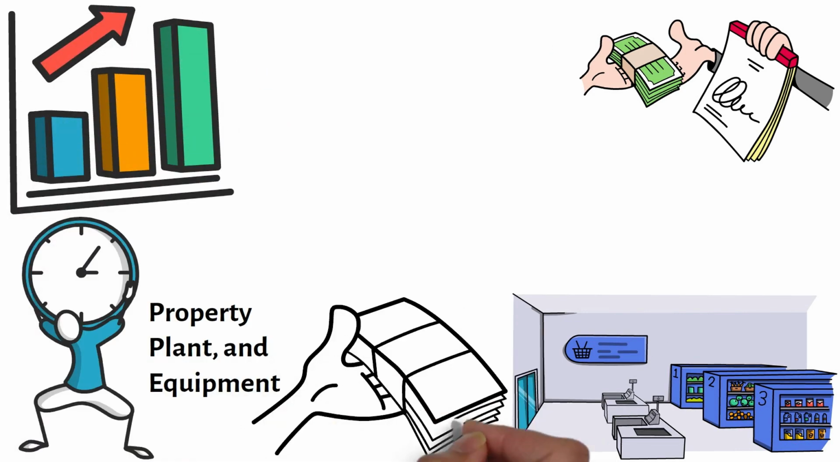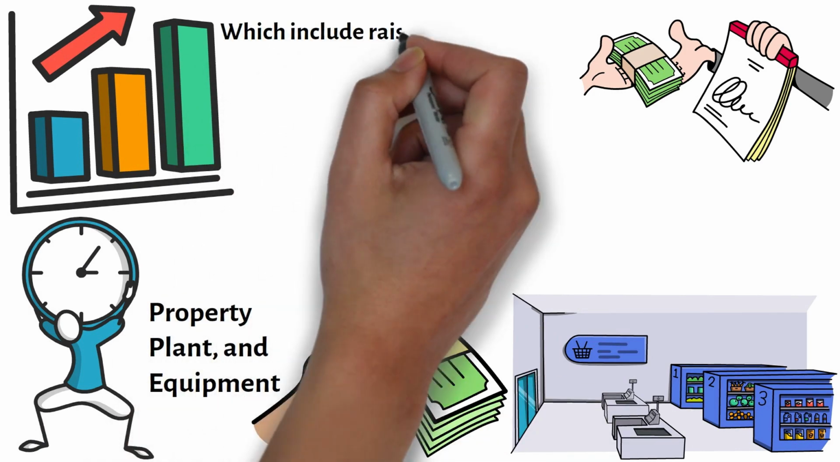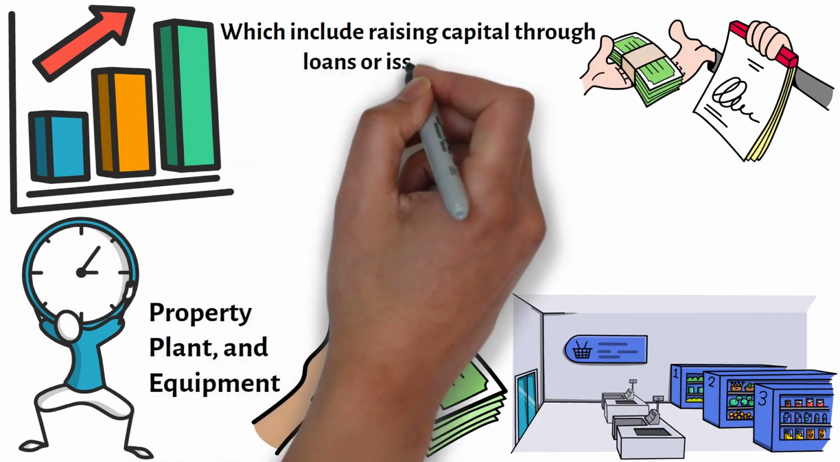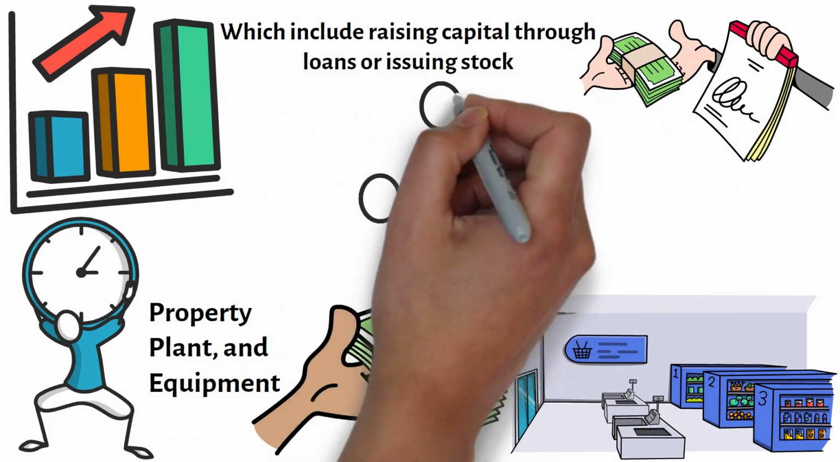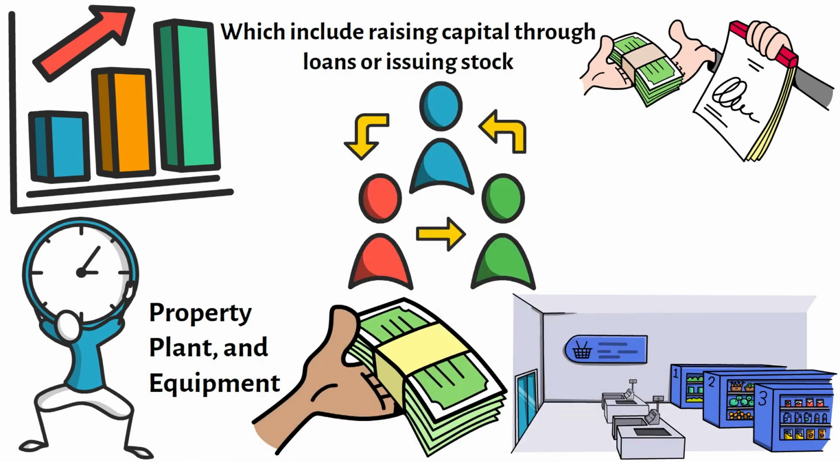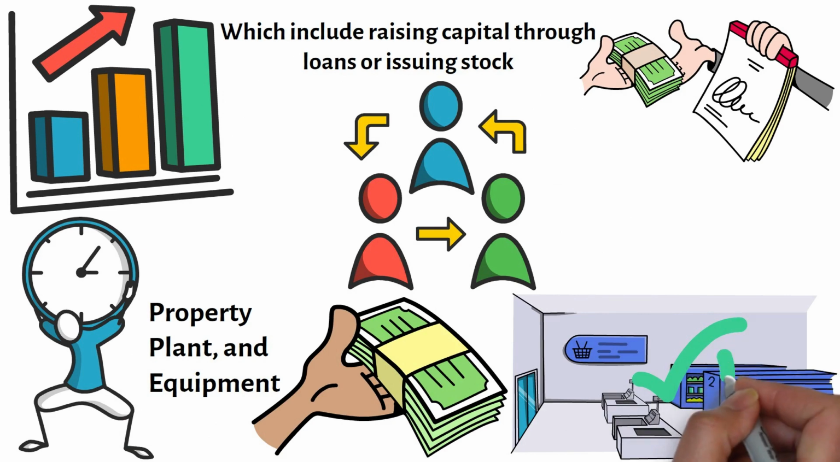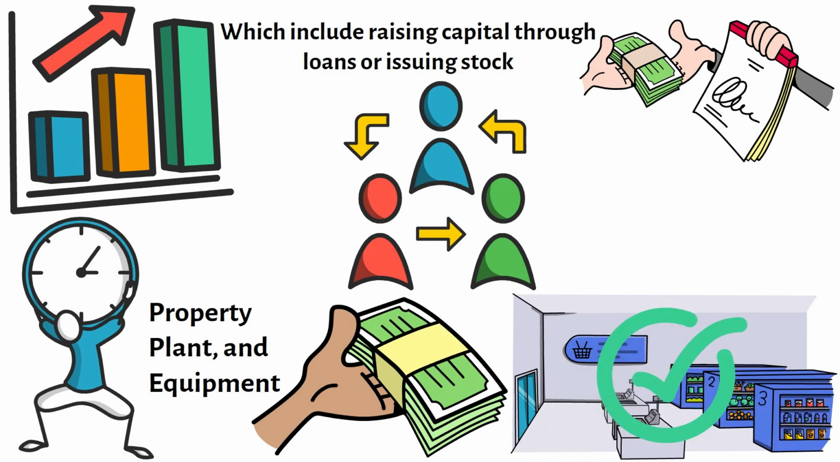The final section of the statement of cash flows deals with financing activities, which include raising capital through loans or issuing stock, as well as paying dividends to shareholders. This section shows us how the company is financing its operations and returning value to its shareholders.